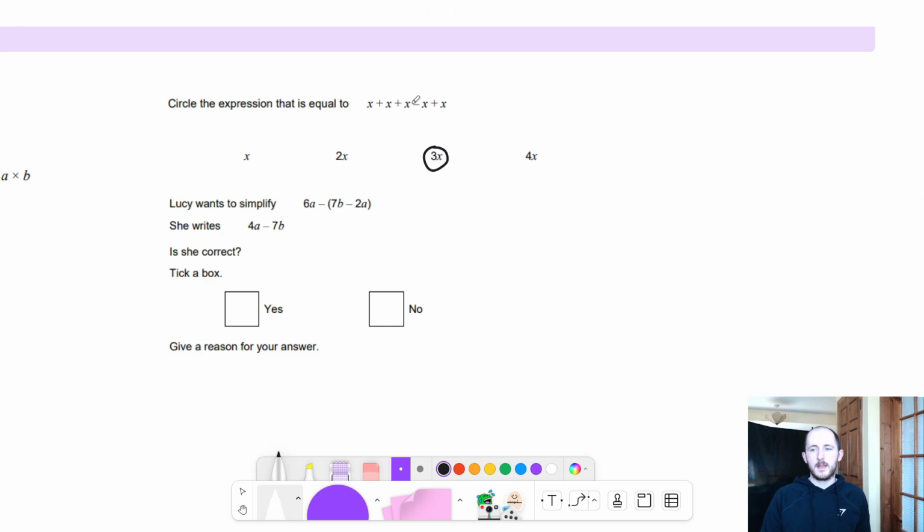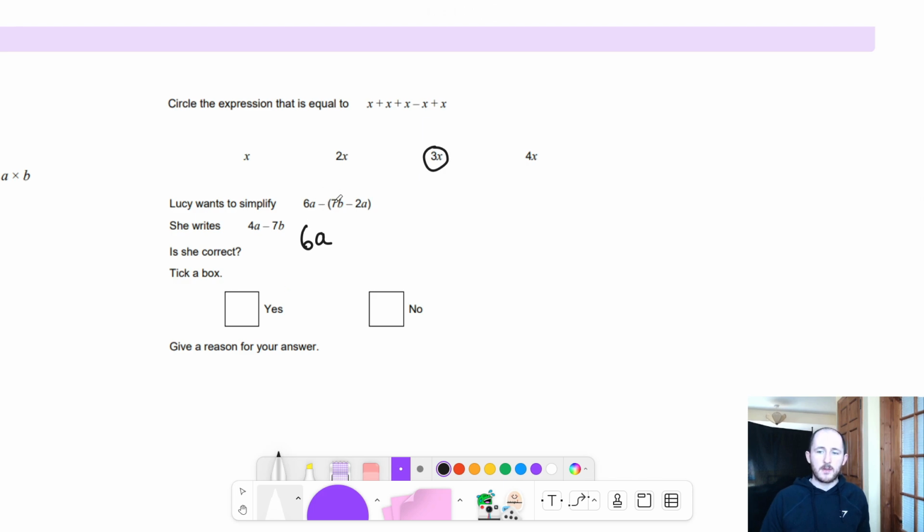Okay? So, yeah. And with this one, this is actually a very interesting question because a lot of students would have gotten this wrong. So Lucy says she wants to simplify this, and she writes 4a minus 7b, which we need to check if it's correct. So here's what I would do. I would actually work out what it would be.